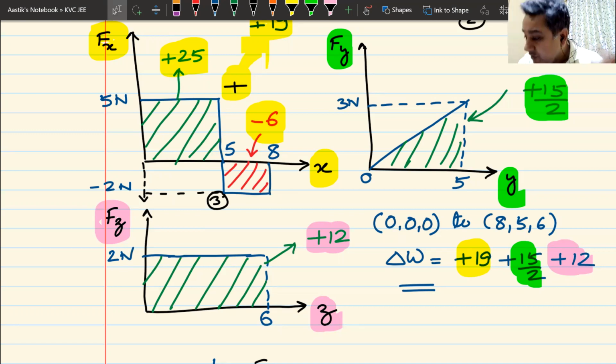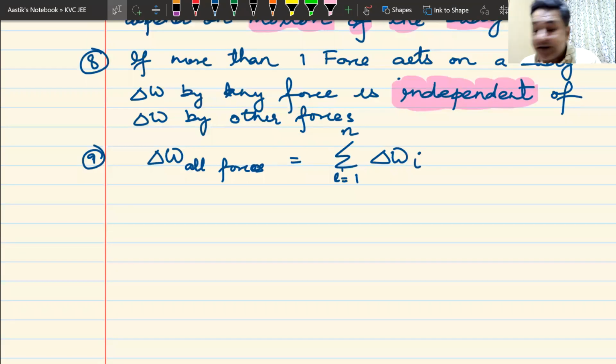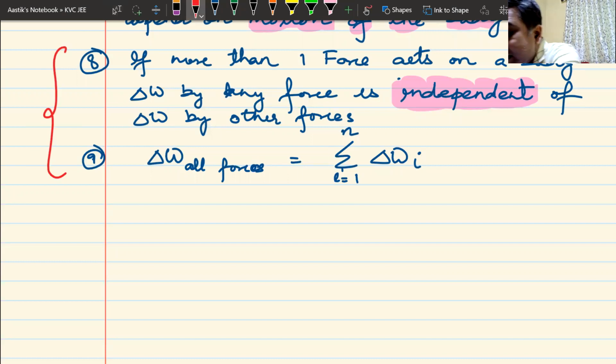How could I do it? Because work done by one force does not depend on the work done by other forces. And if I have to find out the total work, I can simply add all the work done by individual forces. So basically, point number 8 and point number 9 are saying the same thing. Point number 9 is derived from point number 8. Since work done by forces does not depend on each other, we can find out individual work done and add them together. If they were depending on each other, then we could not have done the same thing.